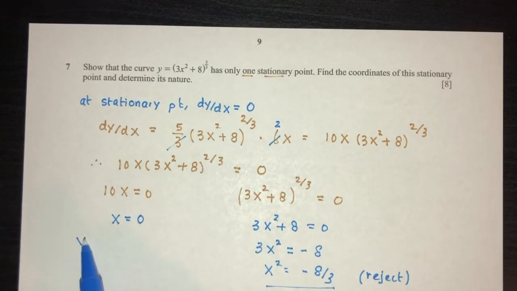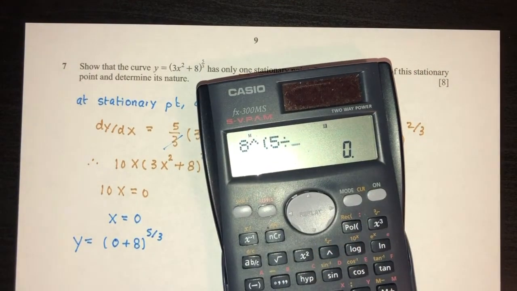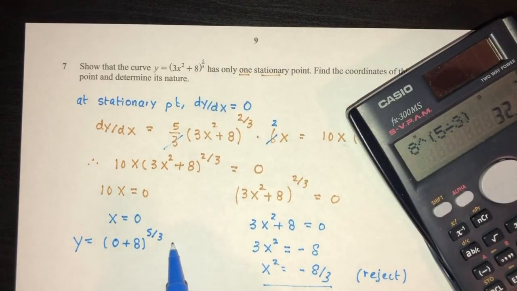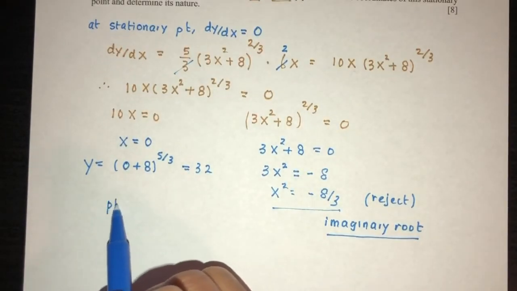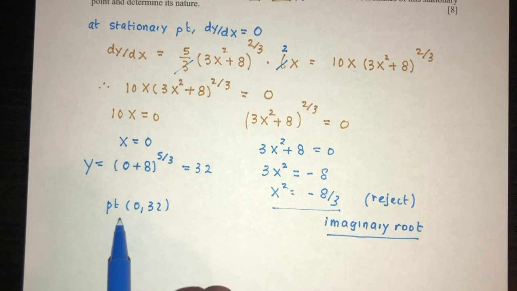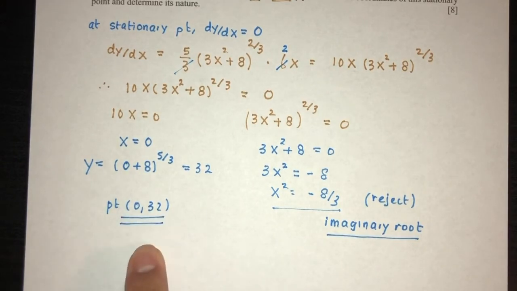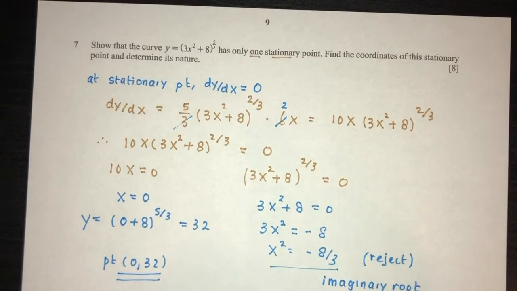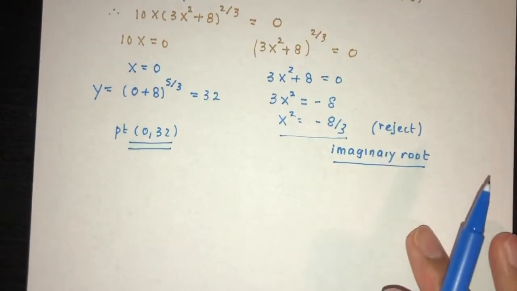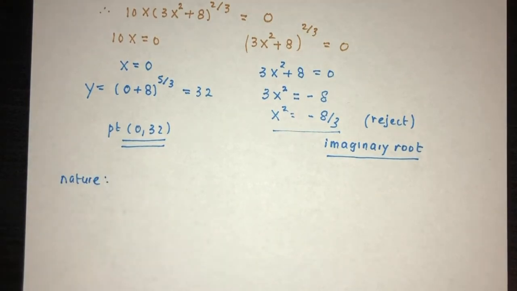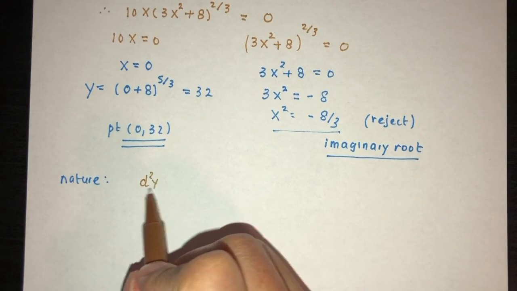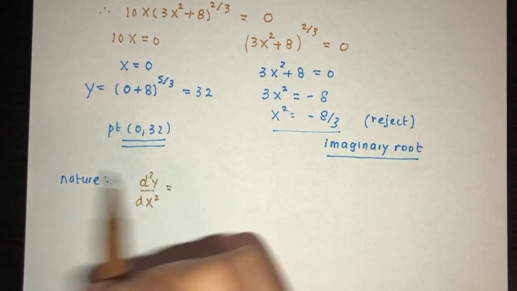Now, if x is 0, y is equal to 3 times 0 is 0, plus 8, to the power 5 over 3. So 8 to the power 5 over 3, that should be 32. Okay, so the point that we have found is (0, 32). That is the stationary point. So now we have to determine the nature of this point. So for the nature, we have to find d2y by dx2.